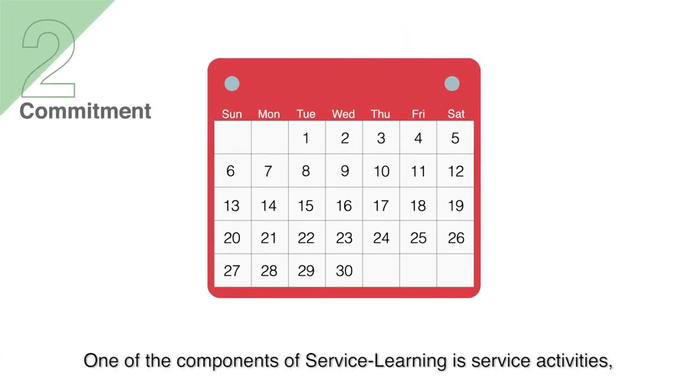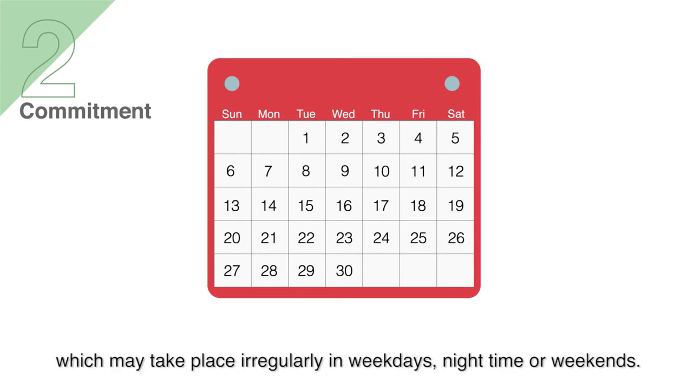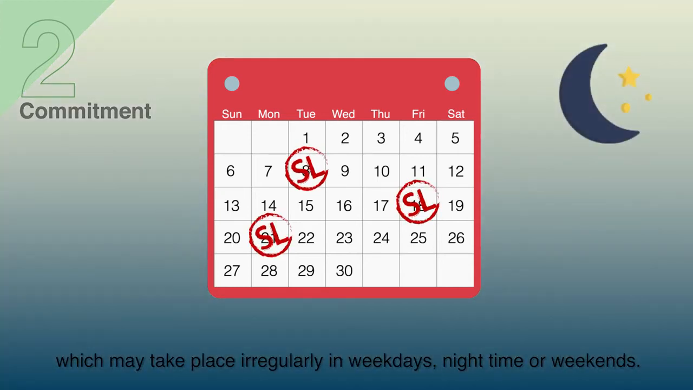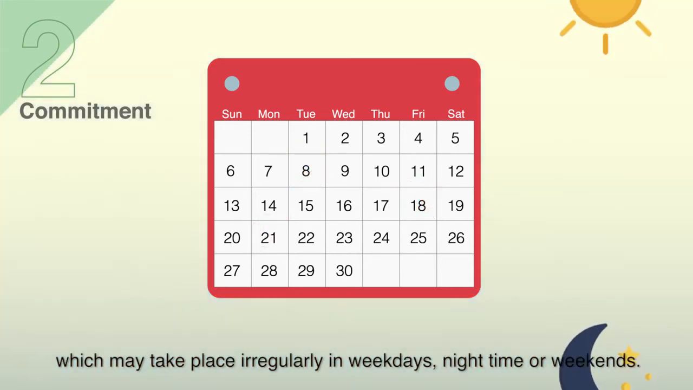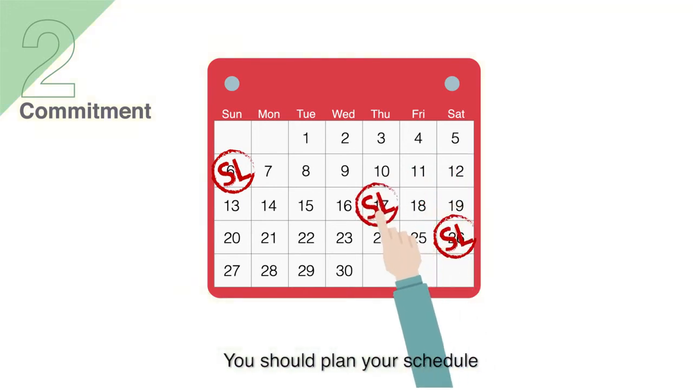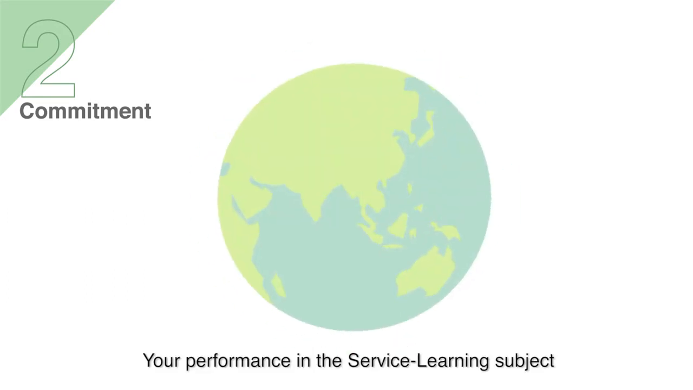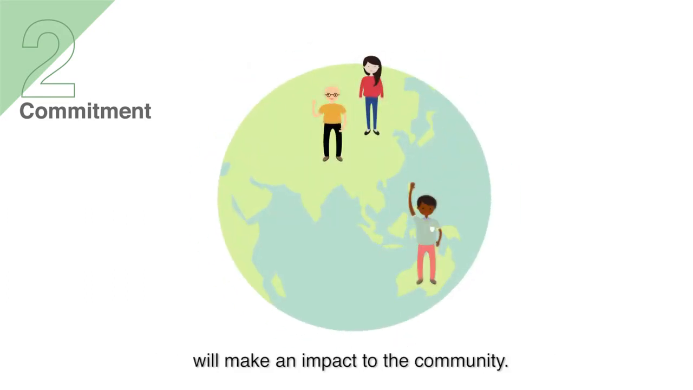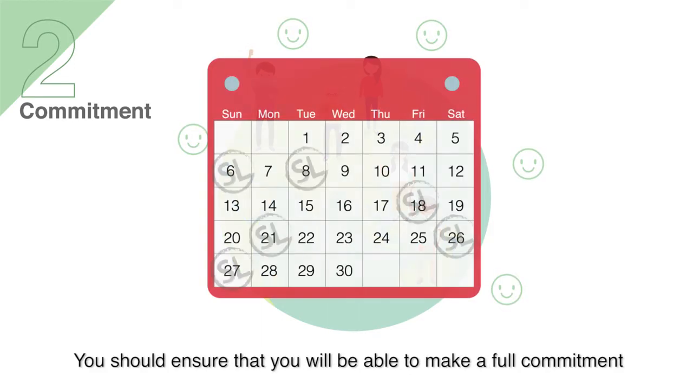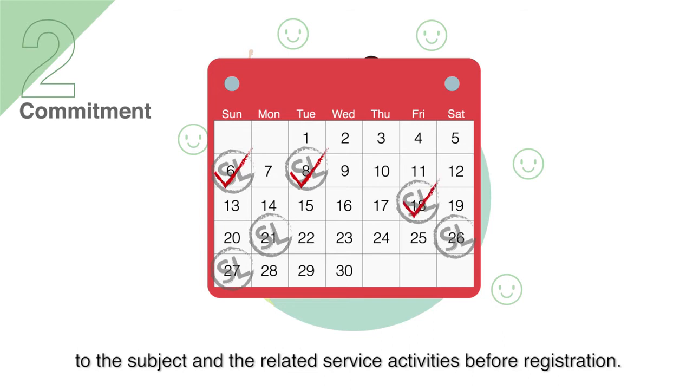Commitment. One of the components of service learning is service activities, which may take place irregularly in weekdays, nighttime, or weekends. You should plan your schedule to minimize clashes between service activities and other commitments. Your performance in the service learning subject will make an impact to the community. You should ensure that you will be able to make a full commitment to the subject and the related service activities before registration.